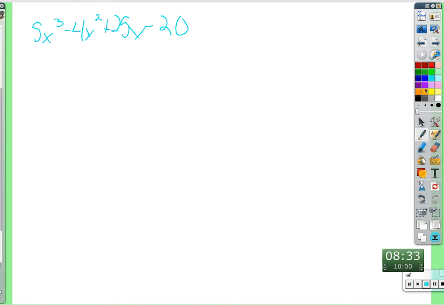This is called factor by grouping, because the first thing we do is take these four terms. Circling is not part of what you have to do, I'm just drawing your attention to it. We have a group of two, and then another group of two. We group them together in two groups of two, that's why it's called factor by grouping.